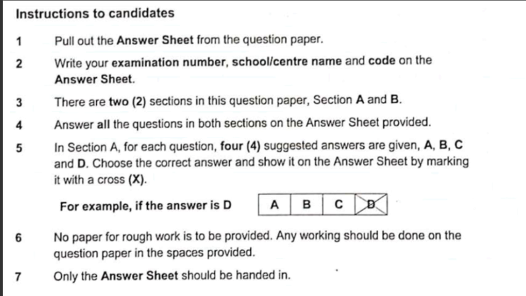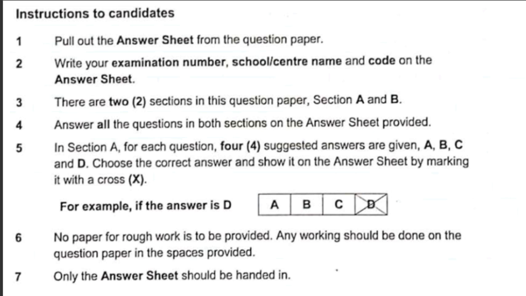Number 6, no paper for rough work is to be provided. So they won't give you a paper for your rough work. They will just give you the answer sheet and the question paper. Any working should be done on the question paper in the space provided. So as you are working, in your question paper, there will be some spaces. That's where you can do your working.